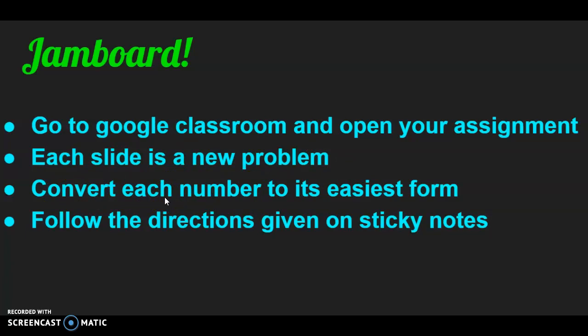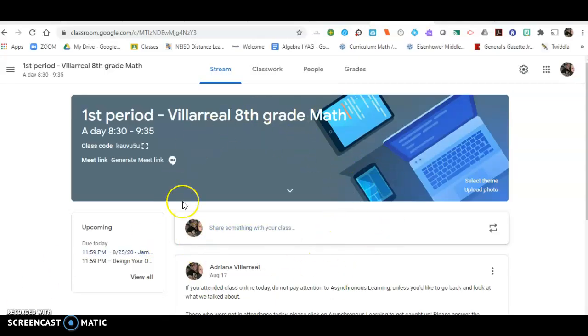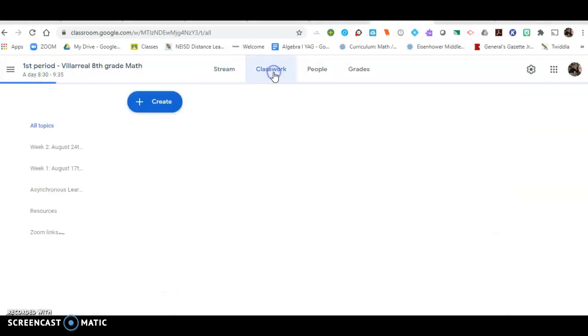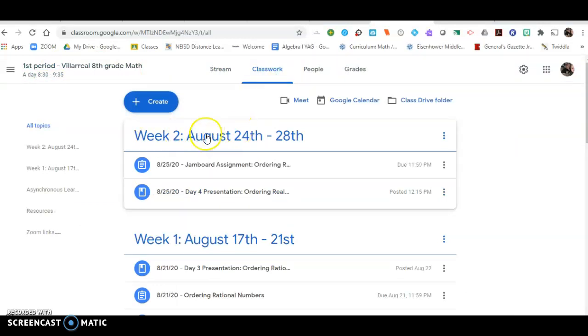I like to use decimal, so I would convert every number that I see to decimal form. Remember to add the zeros for missing place values like we did the day before. And then make sure that you're following the directions that were given on the sticky note. I just went into a random Google Classroom for one of my class periods, to classwork, under week 2, which is where I posted the Jamboard assignment for your class period.